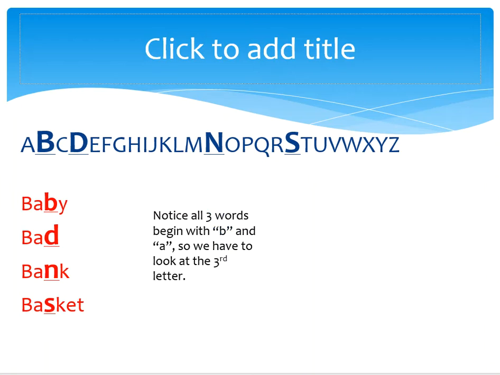Notice all the words began with B and A, so we had to look at those third letters. Baby came first because the B, that third letter, was the first of the third letters. Bad came second because D came after B. Bank came third and comes after B and D. And then basket came last because the S came after B, D, and N.